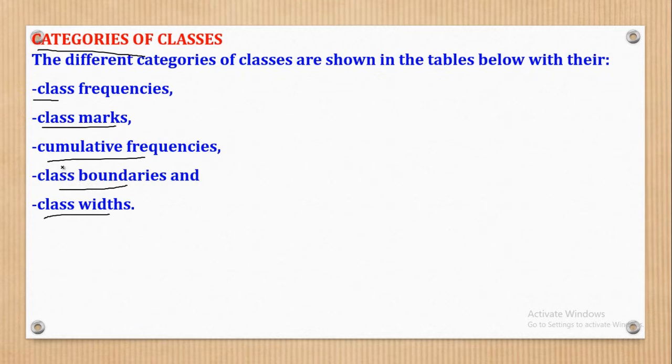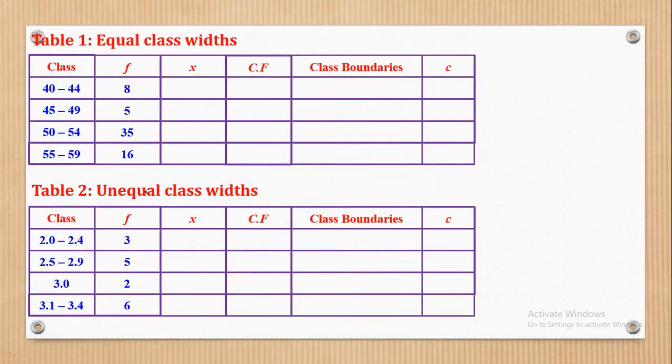But our interest mainly in this part is on getting class boundaries, because the way you get class boundaries in O-level is a little different from that of A-level, because here in A-level we have a number of categories of classes. So we shall look at a number of tables which are set in A-level. They will give you the class and frequency, and it will be up to you to get the class mark, cumulative frequency, class boundaries, and class width.